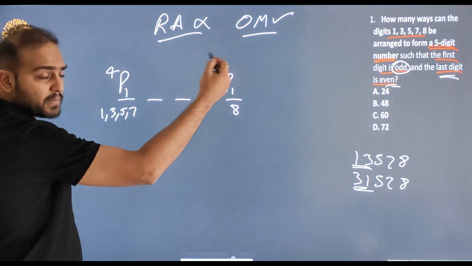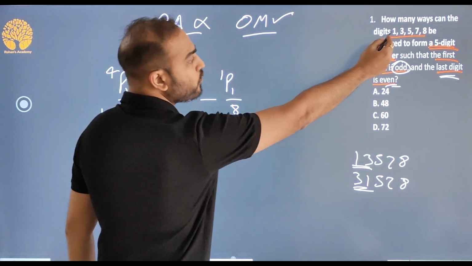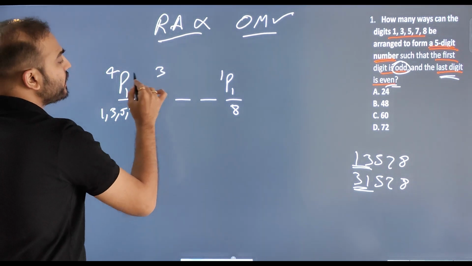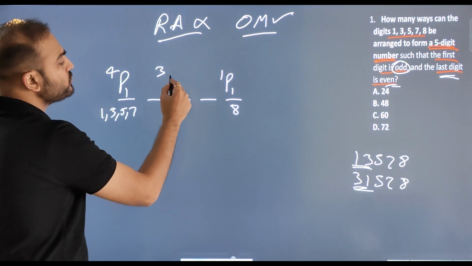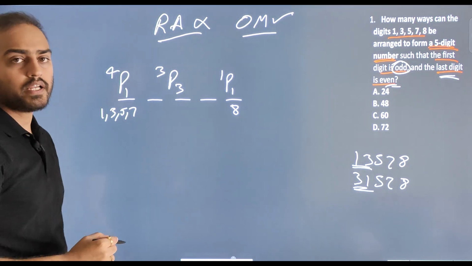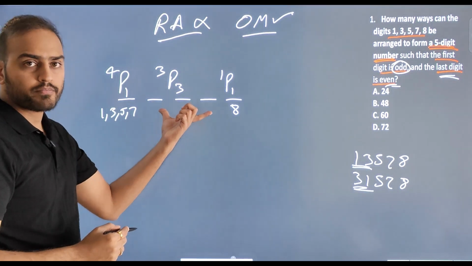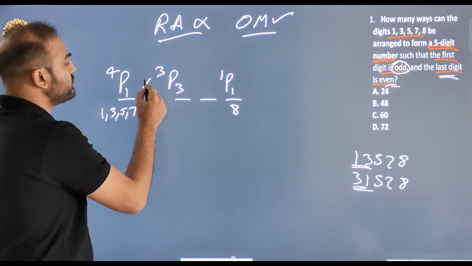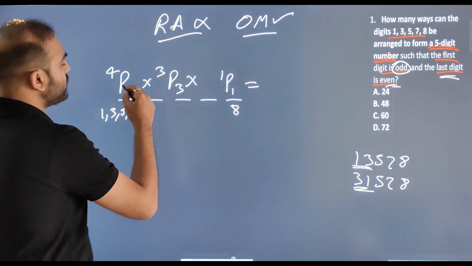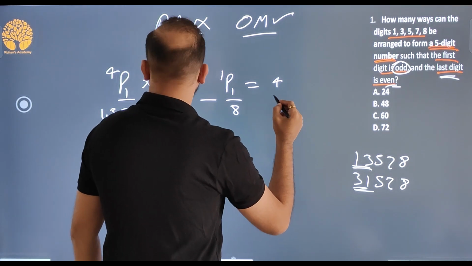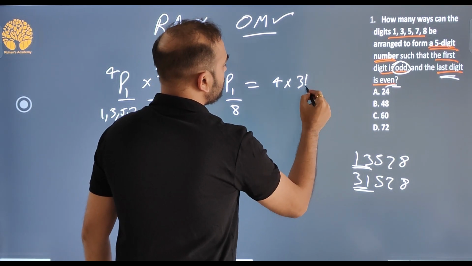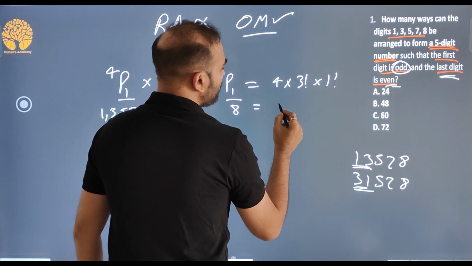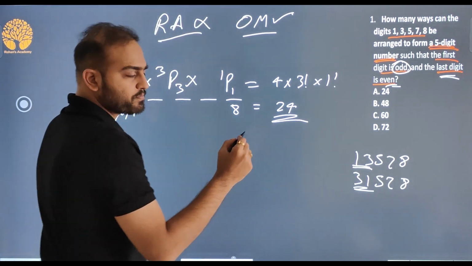So I have 3 numbers left because I would have used one of the 4 odd numbers and 1 even number. I want to use how many of those 3? All the 3 to come here, right? So 3p3, 3 options, 3 I want to use, hence 3p3. If I solve that, 4p1 is 4, 3p3 is 3 factorial, 1p1 is 1 factorial. So that is 24 cases, right?